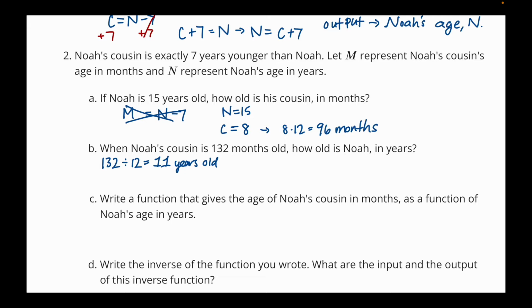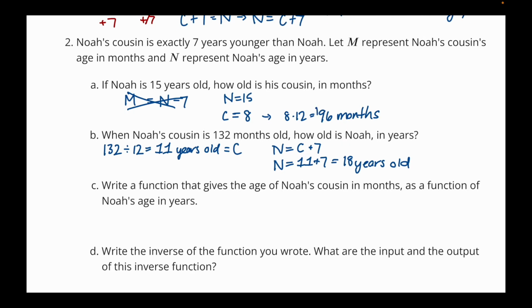But that for us is the cousin's age. So we want to know how old is Noah. So Noah is the cousin's age plus 7. So we can say Noah is 11 plus 7, which is 18 years old.